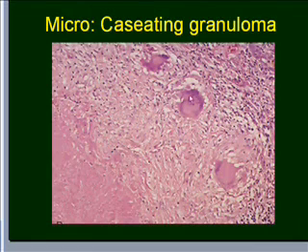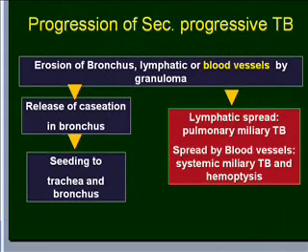This is the flow chart of the progression of secondary progressive pulmonary tuberculosis. You can see the erosion of the bronchus due to a progressive granuloma. Then it can invade the lymphatics, or it can invade the blood vessels. If it is eroding a bronchus, it can release the caseation into the bronchus. Then it can cause seeding to the trachea and bronchus as the patient is trying to cough it out. And you know that this caseation contains a lot of bacteria, so that can produce a tracheal seeding.